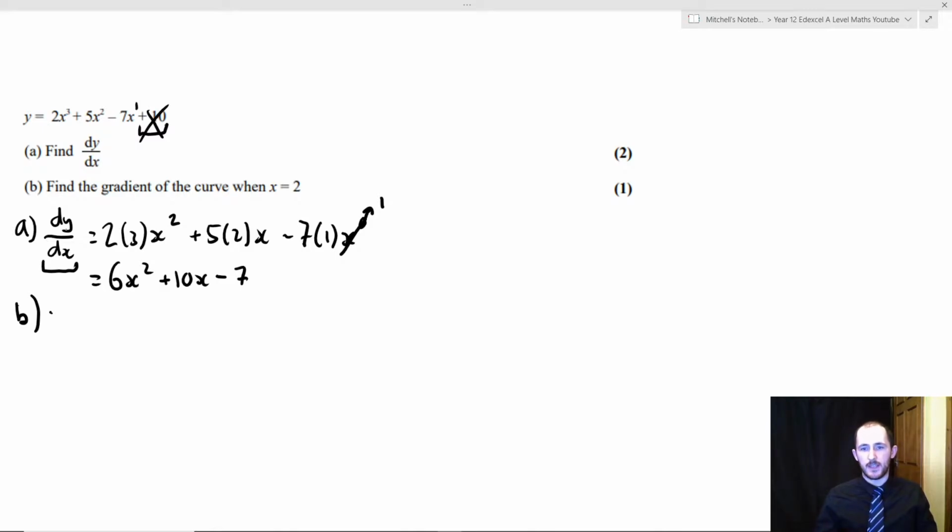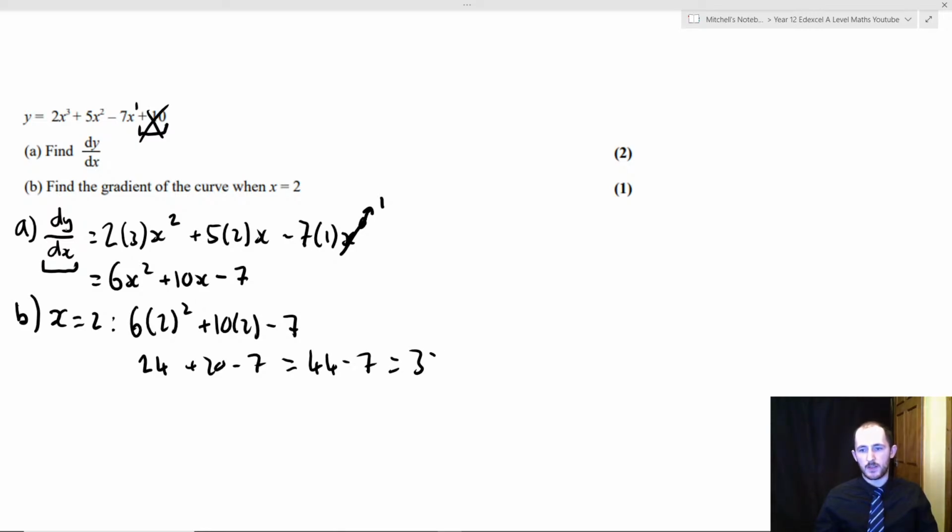So find the gradient when x equals 2 just means we're subbing in x equals 2 into this expression. So 6 times 2 squared plus 10 times 2 minus 7. 2 squared is 4, times 6 is 24, plus 20 minus 7. So that's 44 minus 7, which is 37. That's it. Not too shabby, hopefully.